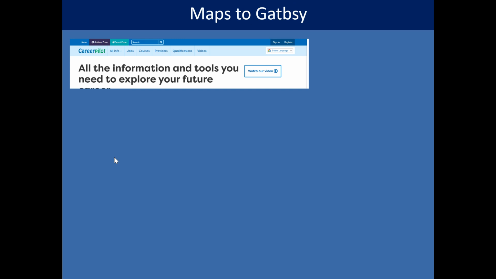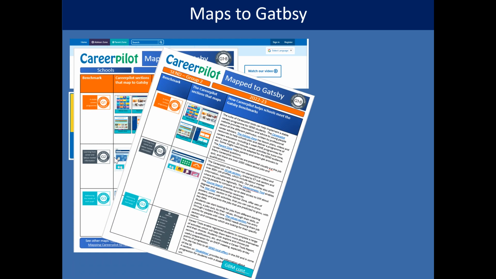Okay, so finally, just to mention that there are maps to Gatsby that cover everything that I've just talked about today that you can find within the Career Leader portal. Within the Career Leader portal, which is in the Advisor Zone, you can find some really straightforward maps that just outline the different aspects of Careerpilot that you can use to support each of the Gatsby benchmarks. And you will see that many of the activities I've mentioned today will be captured on there. So hopefully that's a useful tool for you to use. And we have got a version for SEND schools as well as for mainstream schools.